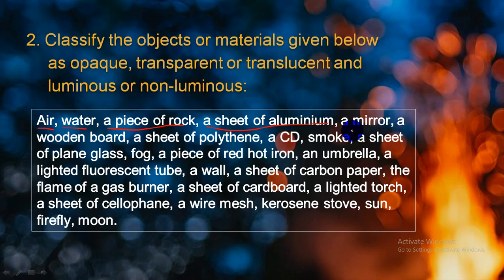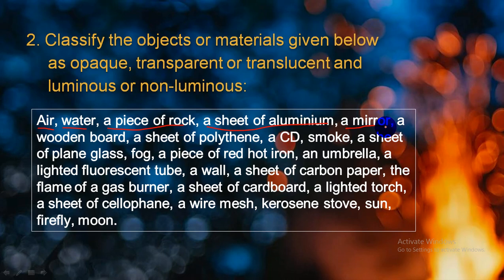Next one is a mirror. As you stand in front of the mirror, can you see the back side of the mirror? No. That means light cannot pass through the mirror, hence it is an opaque object. Okay. And it does not emit light, it reflects the light. So the answer should be non-luminous and opaque.